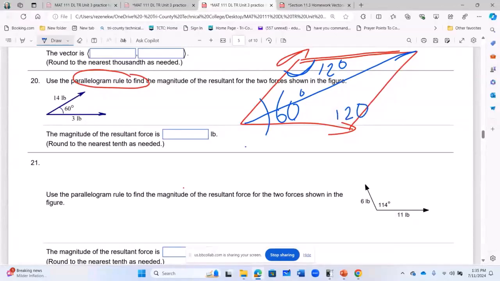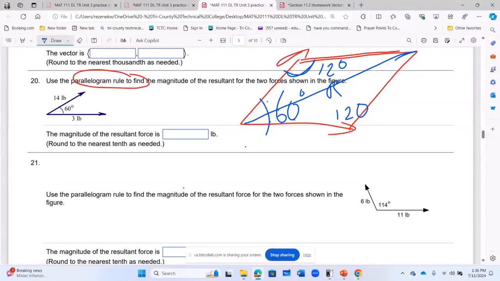Okay, but the angle here is not 30. You don't want to do that. So use the parallelogram law to find the magnitude of the resultant. This is the resultant. The diagonal is the resultant vector.